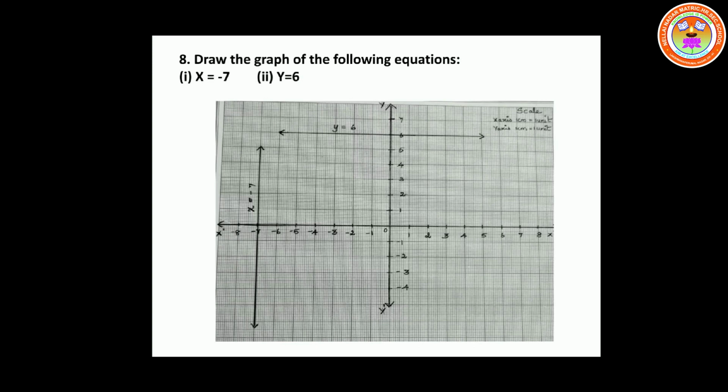So x is equal to minus 7 means I have to mark the point x is equal to minus 7. Where minus 7 is on the x-axis, I am going to draw a straight line. Similarly, for y is equal to 6, on the positive y-axis where there is 6, I have drawn a straight line. So this is how I have represented the graph for the equations x is equal to minus 7 and y is equal to 6.